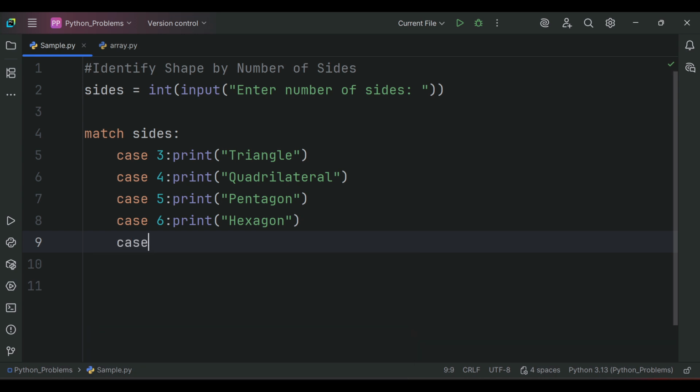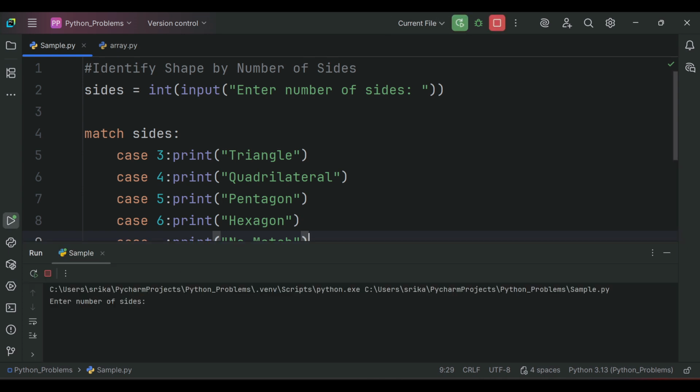Now see the random case. Suppose the number doesn't match, that means no match. This is the way of preparing a program for sides. I hope you understand, friends. Let's see the output.